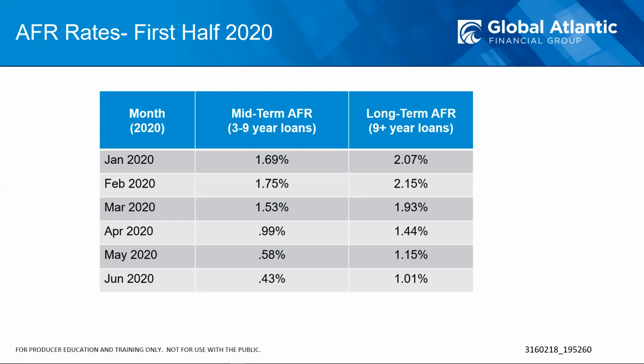But on the other hand, if I lock in a short-term rate that is considerably lower, and the short-term rate isn't on this slide, but it's even lower than the 43 basis points for the midterm here. If I locked in a short-term, less than 3-year loan, 2 years and 364 days, at like 25 basis points, I'm still 75 basis points ahead of where I am on the long-term AFR.